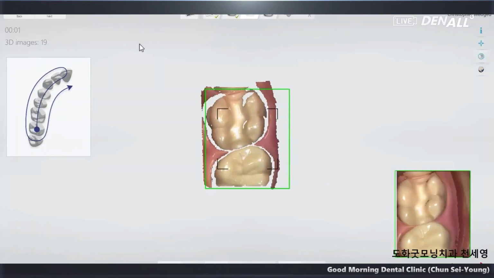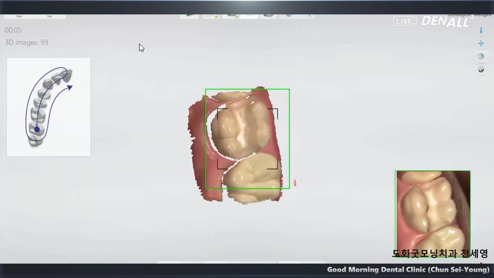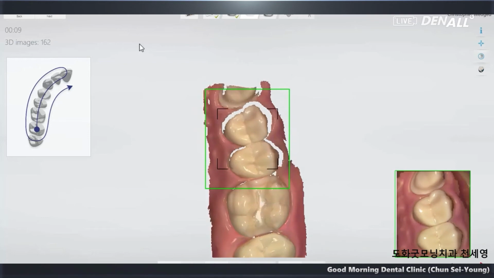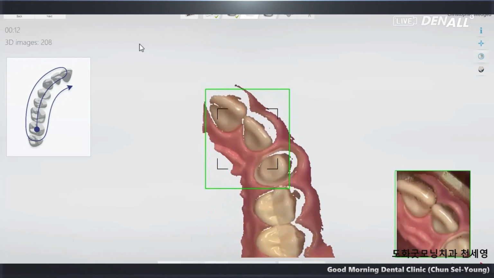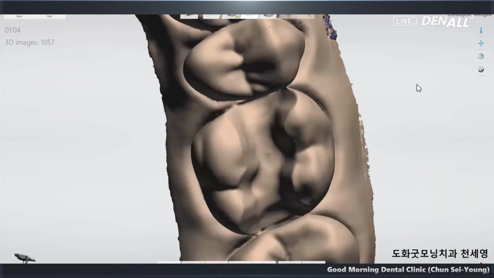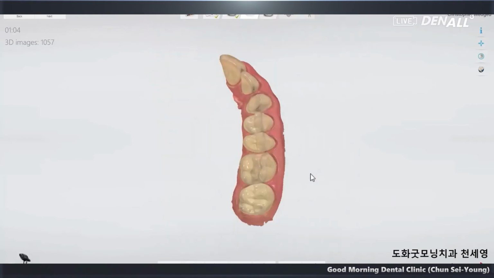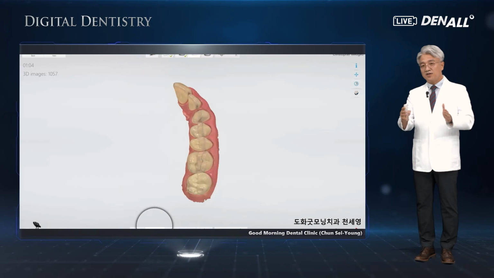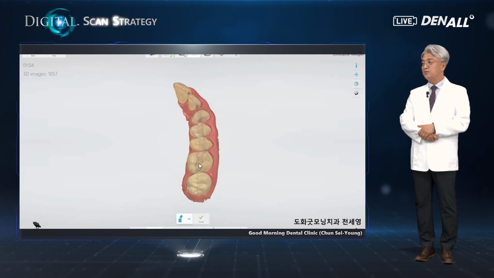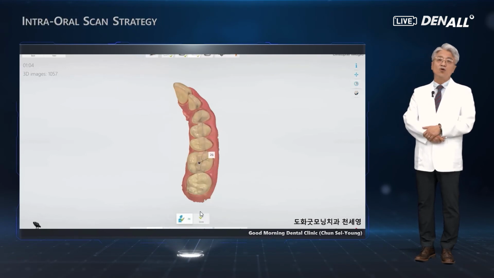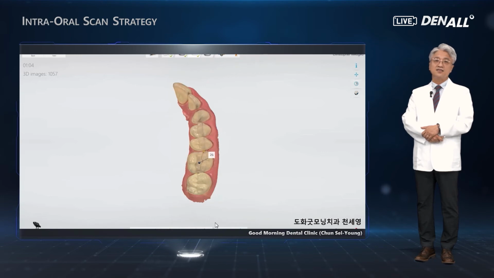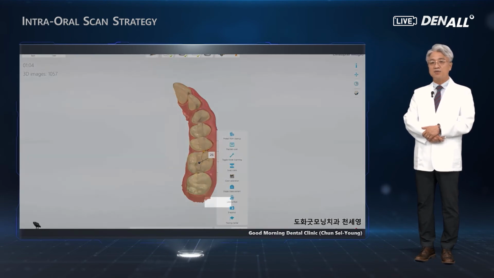Let's look at inlay and onlay. In this case, it is much more convenient and simple than a crown. Clinically, using the oral scanner, I believe this has been the best item that has been improved. When it comes to impression taking, inlay and onlay has improved quite a lot using the scanner.